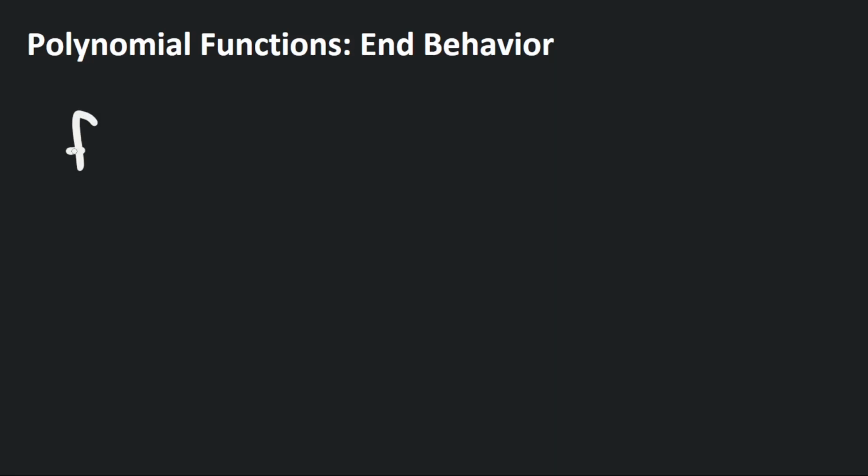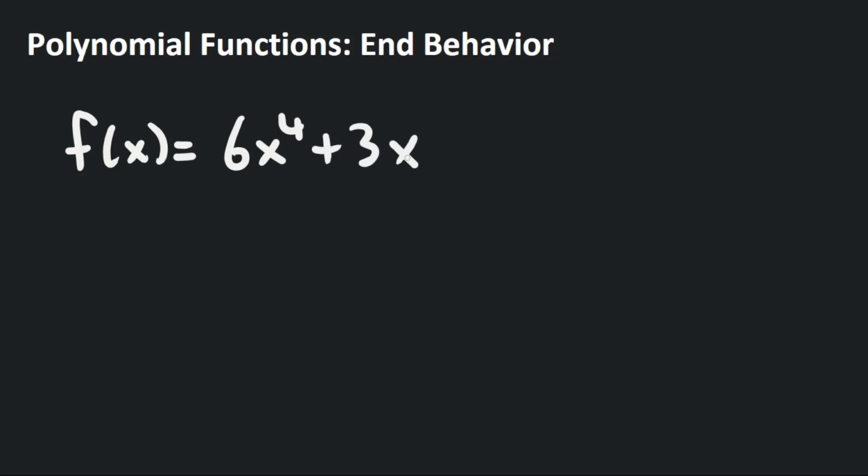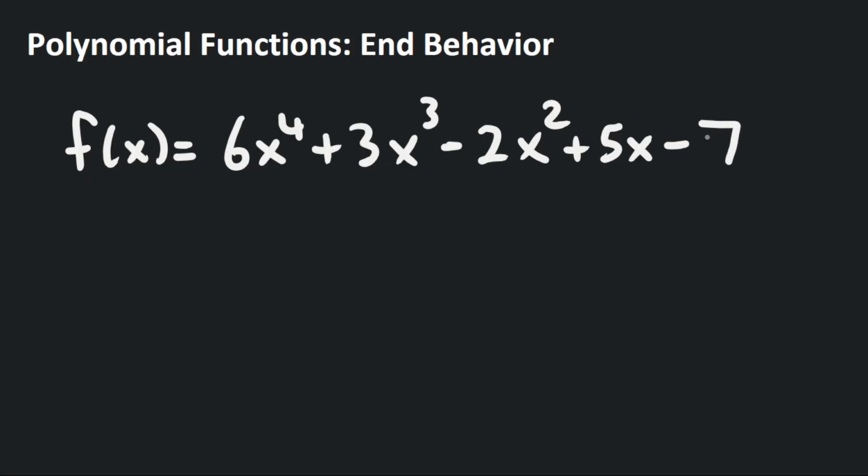So let's say we have this polynomial function right here, f of x equals 6x to the fourth plus 3x cubed minus 2x squared plus 5x minus 7. So we have this very complex polynomial function. If we were to graph this by hand by putting inputs in x, it would take a very long time to graph it to determine the end behavior visually. So how do we determine the end behavior just by looking at the formula for this polynomial function?